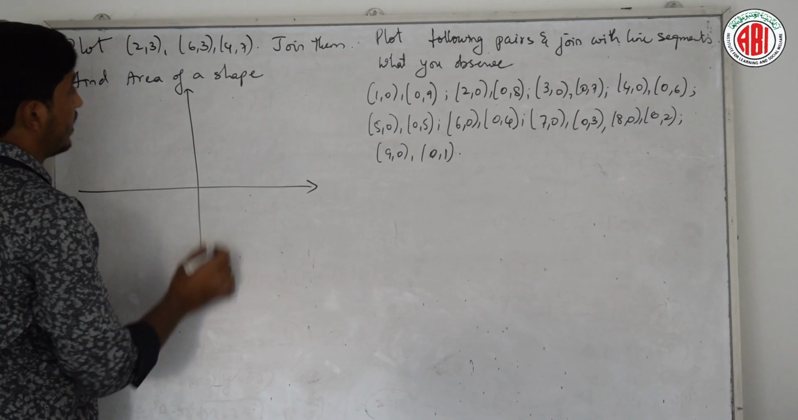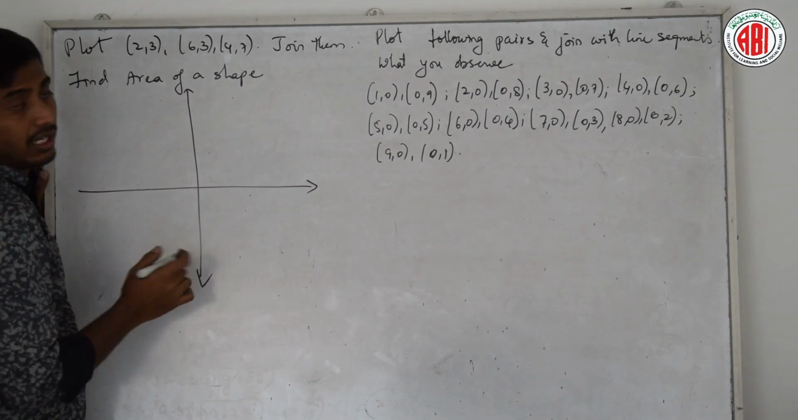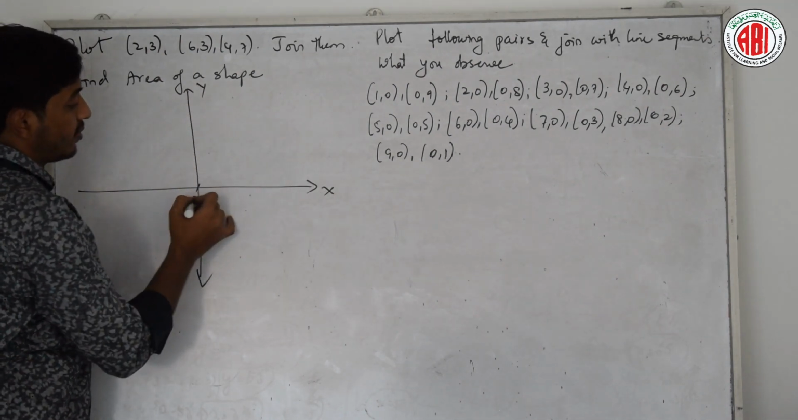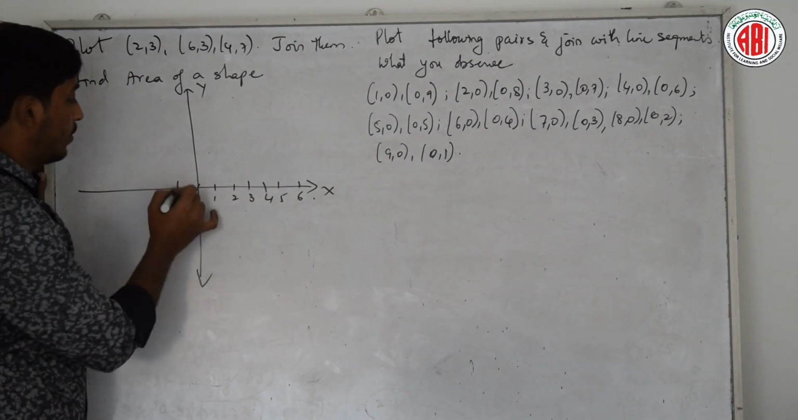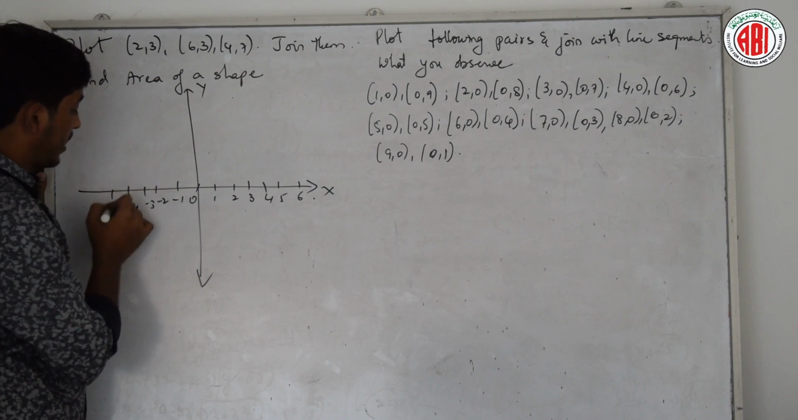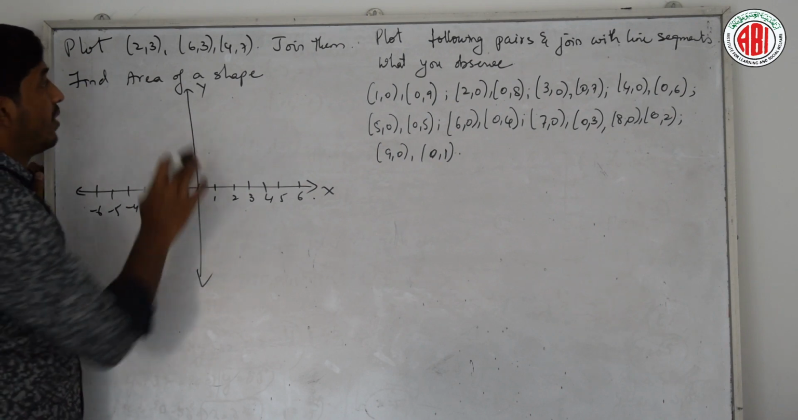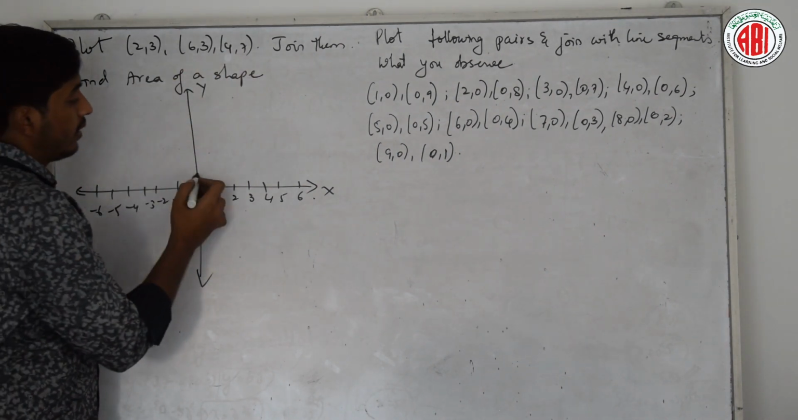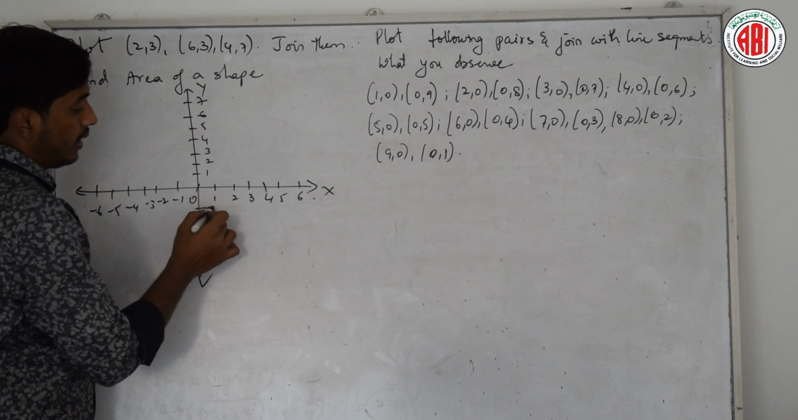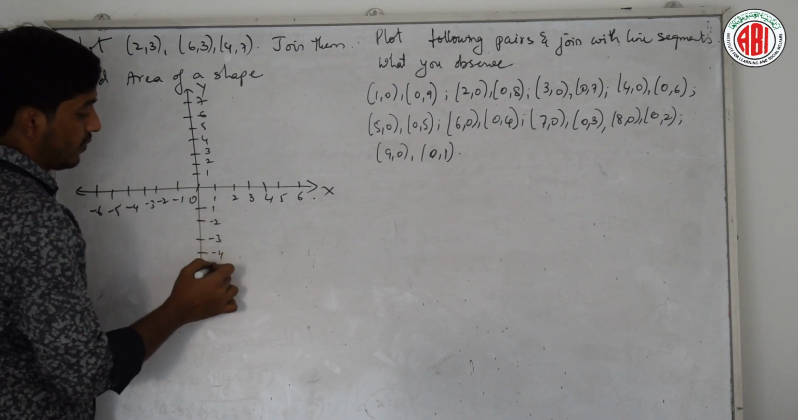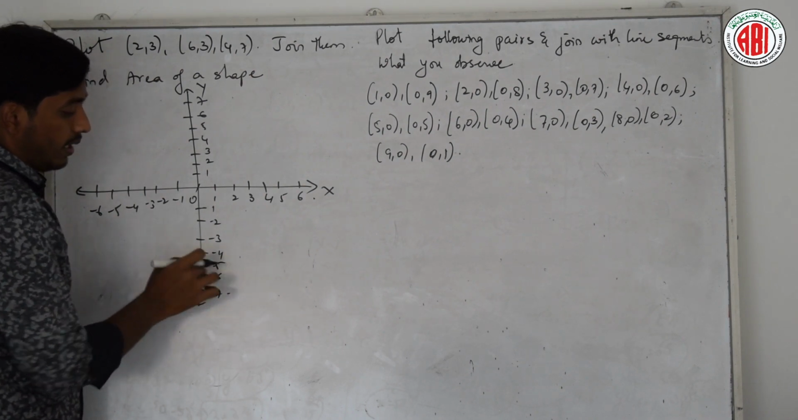Check first. On the x-axis the maximum is 6, and on the y-axis the maximum is 7. Let us put numbers 0, 1, 2, 3, 4, 5 and 6, and here also minus 1, minus 2, minus 3, minus 4, minus 5 and minus 6. You can go up to any point, but make sure that you get these points. And on the y-axis 1, 2, 3, 4, 5, 6 and 7, and here minus 1 through minus 6, and let us go till minus 7 here also. Is it fine?